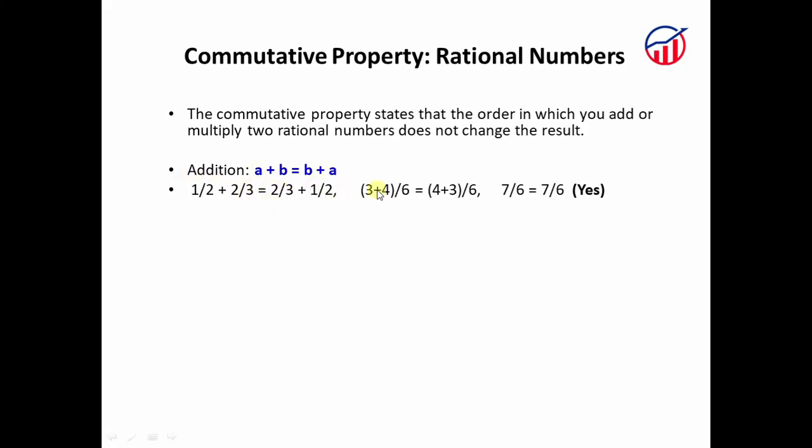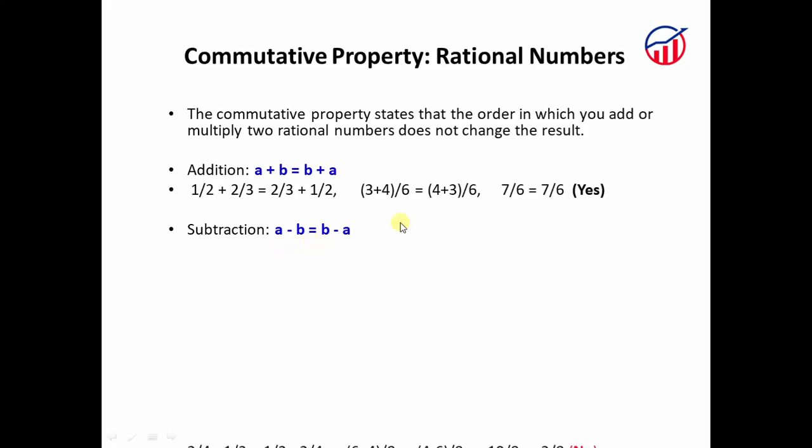So when you solve it, you will get what? 3 plus 4 upon 6 on the LHS and 4 plus 3 upon 6 on the RHS, which is 7 by 6 on both sides. So you can see that LHS is equal to RHS, hence you call this property true for addition of rational numbers, the commutative property. Next we move on to subtraction.